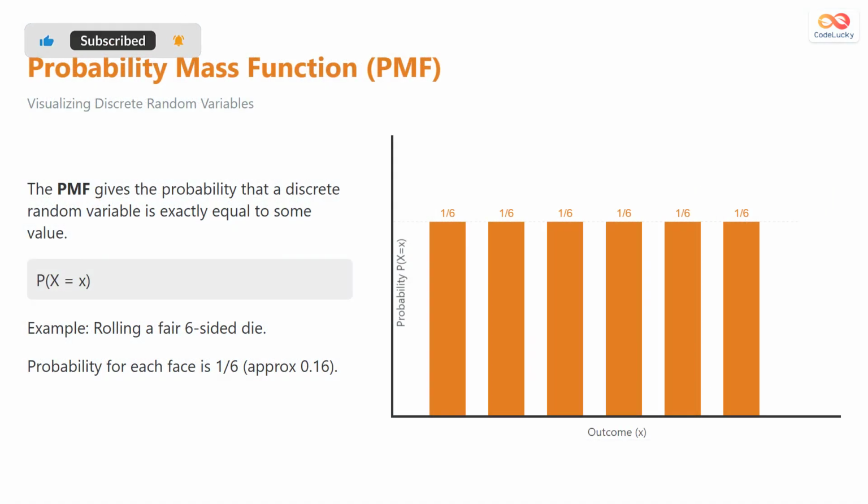To visualize discrete variables, we use a probability mass function, or PMF. This is typically a bar chart. The height of each bar represents the probability of that specific outcome occurring. For a fair die, every number has an equal probability, so the bars are all the same height.